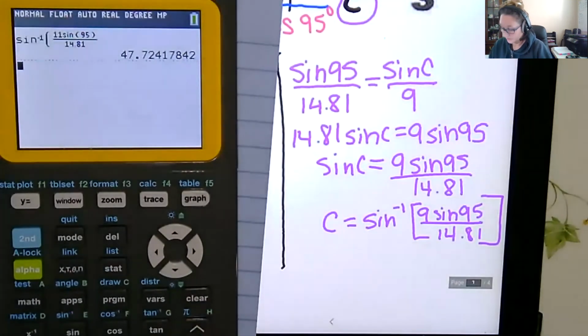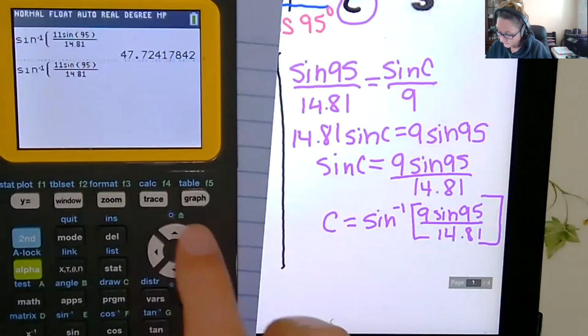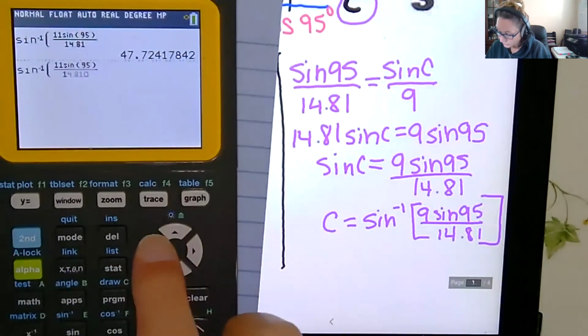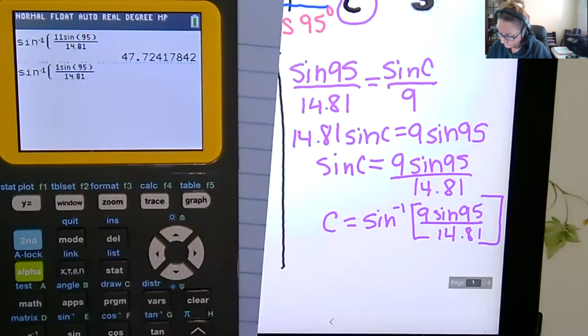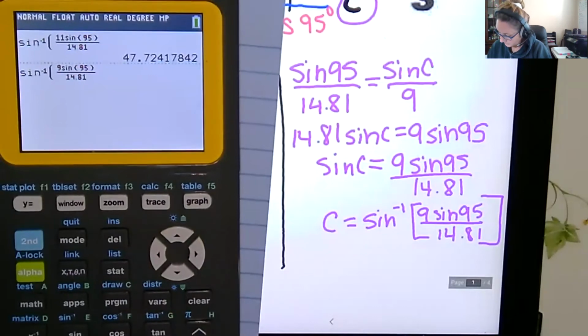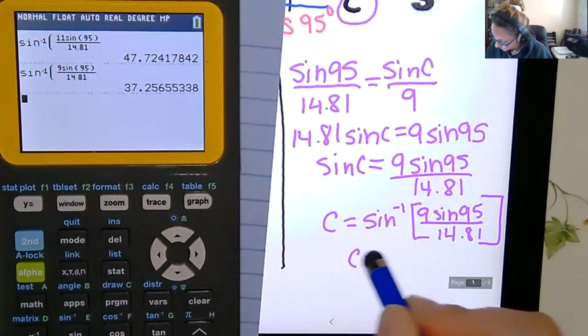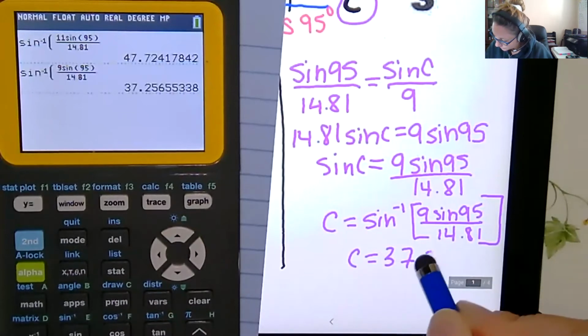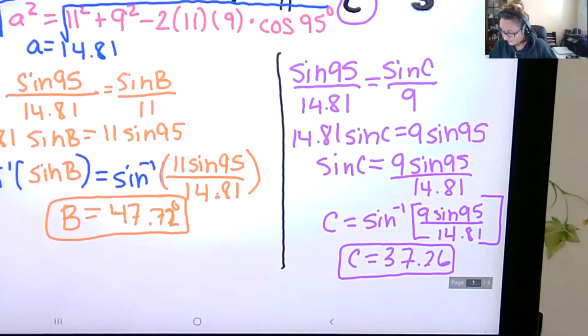Okay, so I'm actually going to come up here and snag this. And you'll notice that all I need to change here is actually the 9. So I'm going to go delete and then 9. And I didn't delete everything. Okay, I just deleted the extra one. Otherwise, I'm just going to type over. And I get a 37.26. So C equals 37.26 as my answer.